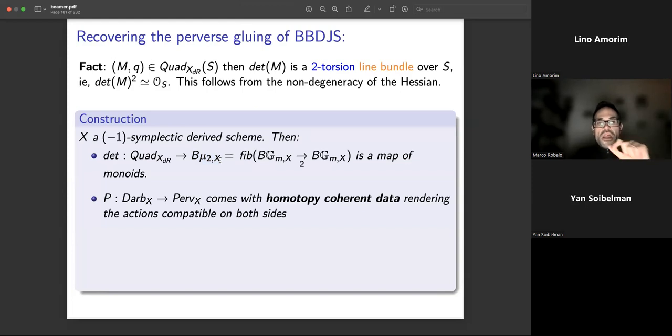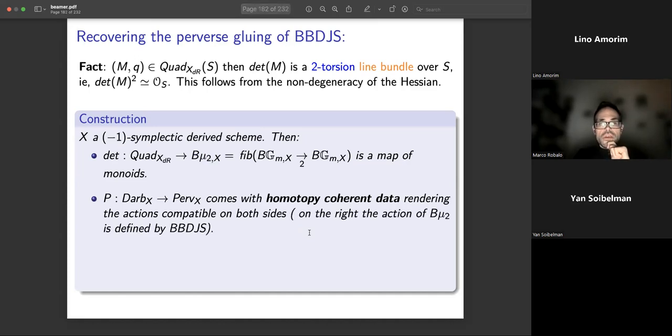The map that describes Joyce's construction, sending a Darboux presentation to the perverse sheaf, is compatible with these actions, in the sense that I just said that quadratic forms act on Darboux presentations. You just add the total space of the quadratic form. It fixes the critical locus. And in this case, you can also act using a 2-torsion line bundle. You can act on perverse sheaves, and the claim is that this is compatible on both sides. So the action of BU2 on Perv is the one defined by Joyce. That's the one we take.